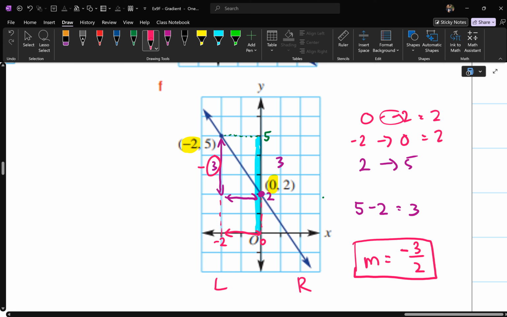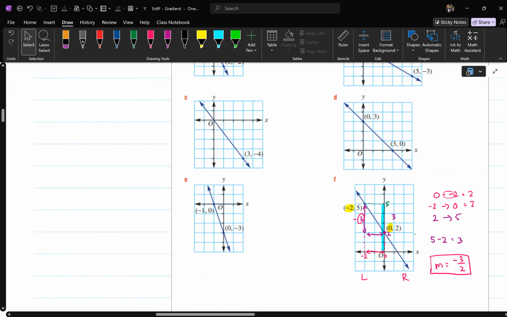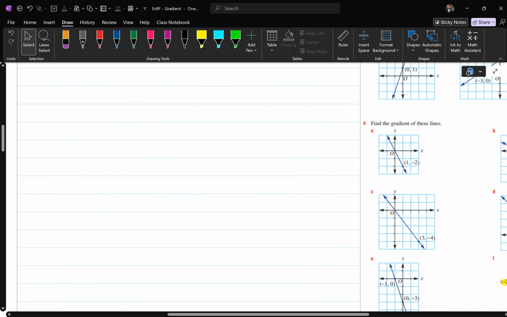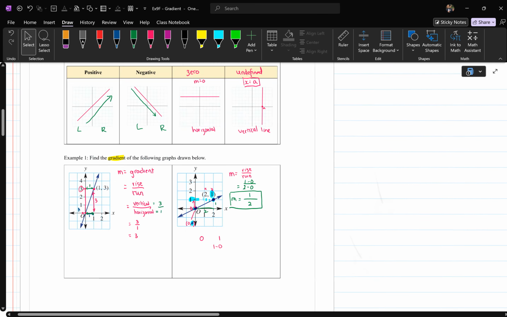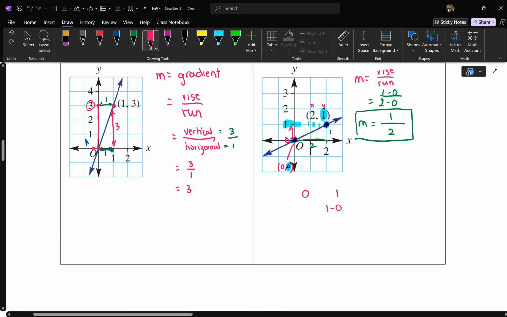I can get a sense that sometimes this is a bit confusing for some students. So I'm just going to give you the formula so that you know how to do it when you get to these problems. Here's a formula. Can you please write this down? The gradient formula is m, the gradient, is equal to rise on run.